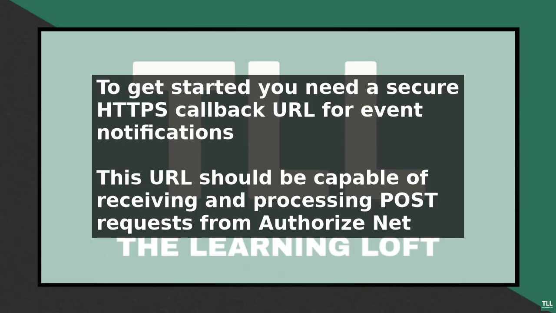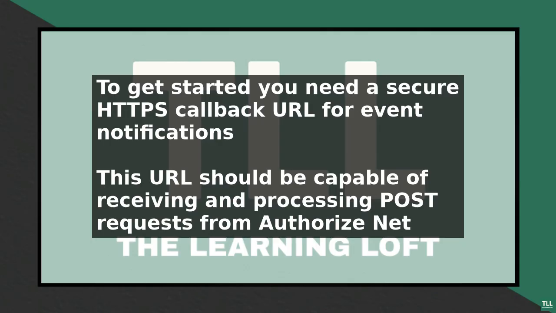Once you have set up your callback URL, you can start receiving event notifications from Authorize Net. These notifications contain valuable information about the transaction, including the transaction ID, event type, and payment status. You can use this information to update your database, send notifications to customers, and perform other business logic.